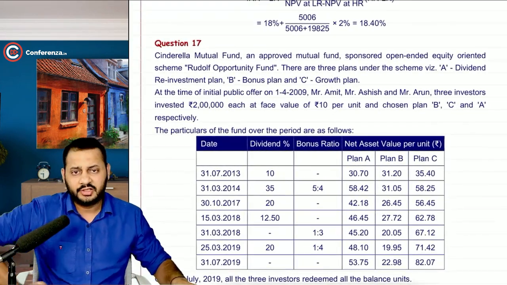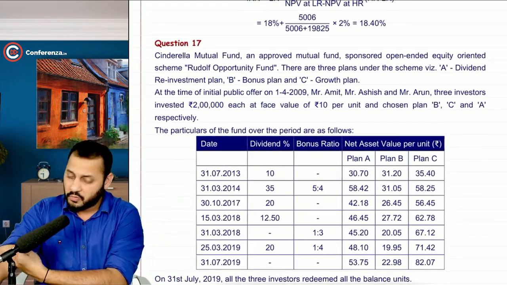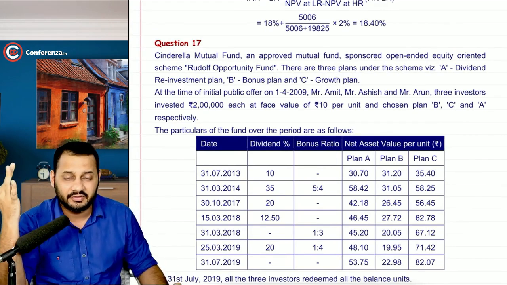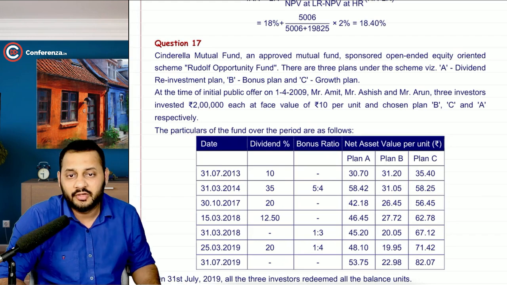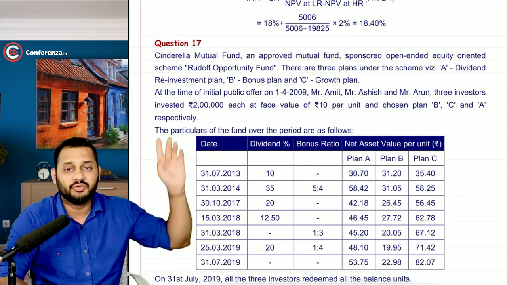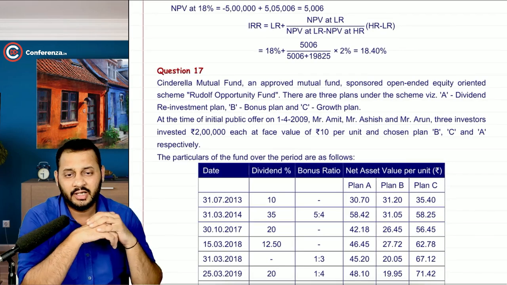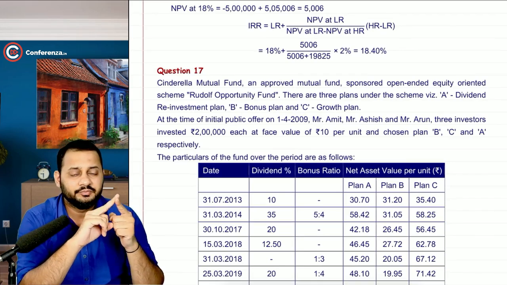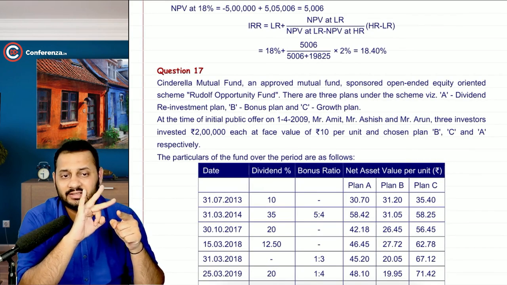See, Cinderella mutual fund. Focus on this question as we are solving 3 questions at a time, 15, 16 and 17. Cinderella mutual fund, an approved mutual fund sponsored open-ended equity oriented scheme. The name of the scheme is Rudolph Opportunity Fund, and under that there are 3 different plans. There are 3 plans under this scheme.